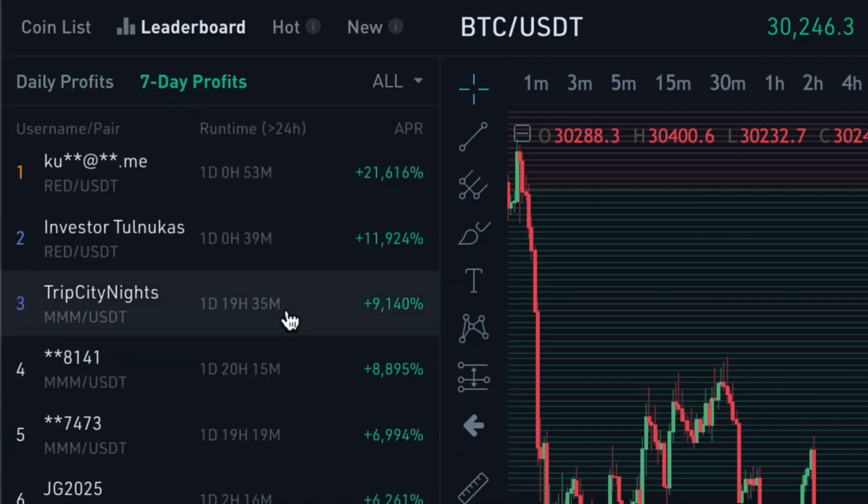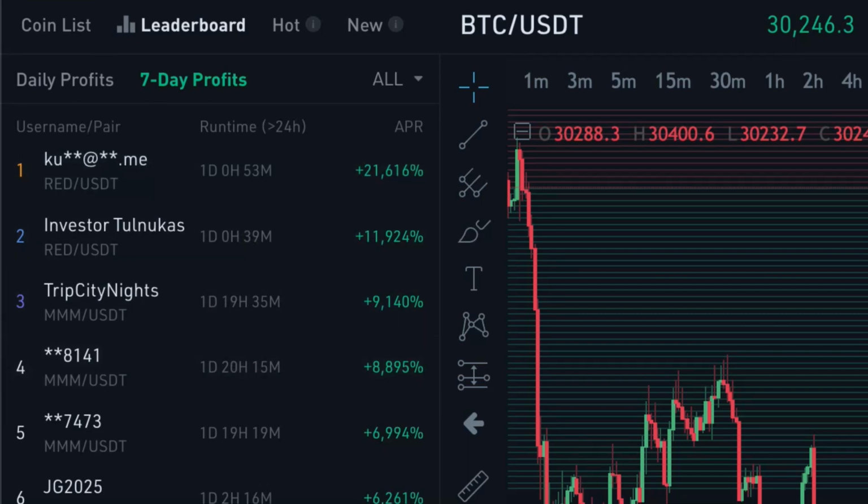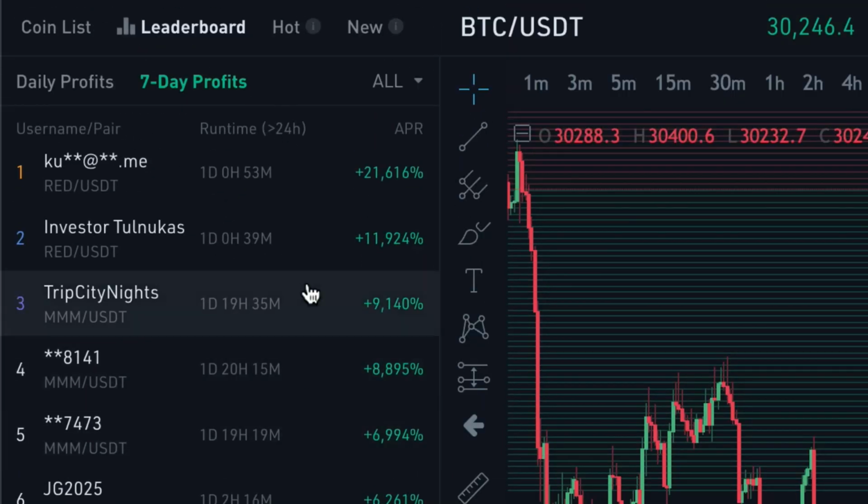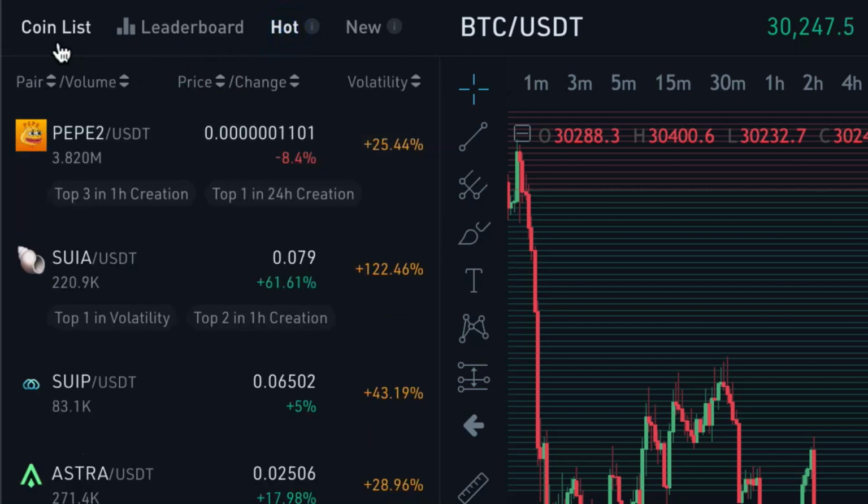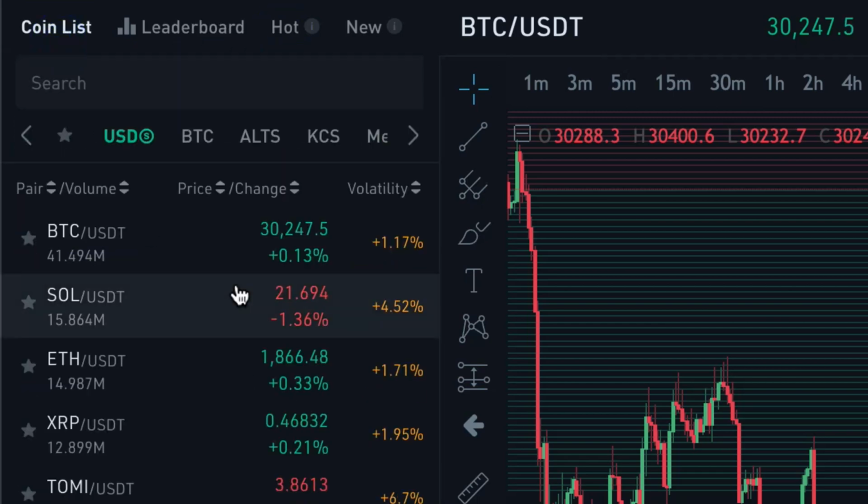You can also see the 7 days profit, but sometimes you'll see a runtime of just 1 day, which means that these people are not leaving these bots running for a long time. They're getting in and getting out, which is not the way that I like to set these bots up. I like to set these bots up and just forget about it. So if you're not looking to do this every single day, maybe avoid the leaderboards, avoid the hot, and just go to the coin list and do this for a trading pair that you know the ranges for.